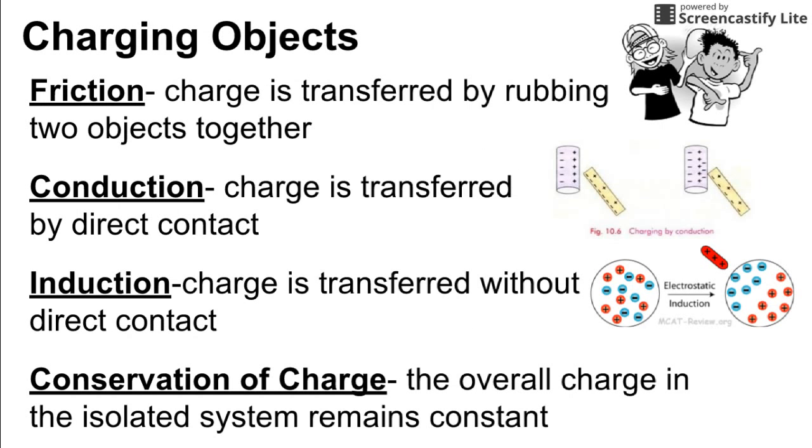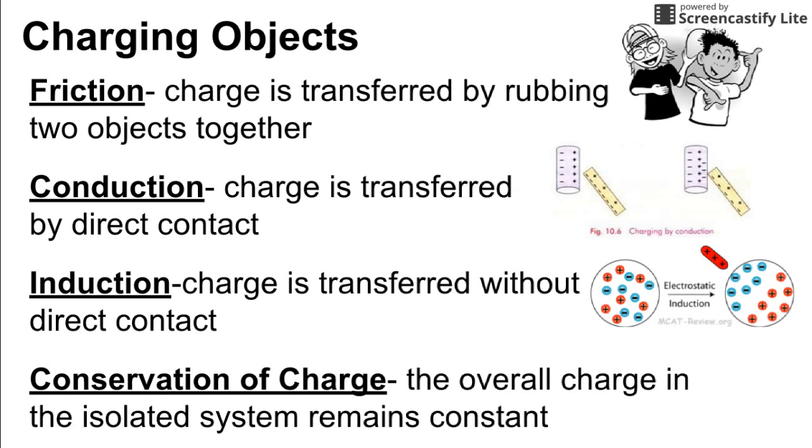Now, we charge objects a couple different ways. Yesterday, we did friction, where we were rubbing the objects together. We can also do conduction, where we have a charged object, and we just touch it to another object, and the charge will transfer. We also have induction, where the charge is transferred, but it kind of jumps from one to the other. It doesn't come into direct contact with the object.